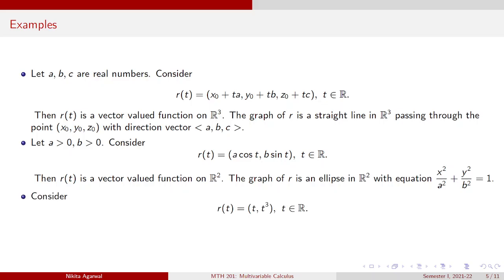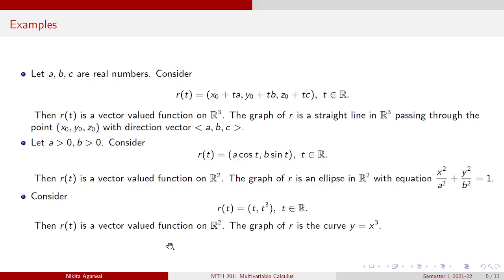This is another example. Now let us look at this third example, again of a vector valued function on R2. Here r(t) is equal to (t, t cube), and it's again a vector valued function on R2. What is the graph of r? It's nothing but the curve y equal to x cube. How? Because if you look at the y component, which is t cube, that's nothing but the cube of the x component, which is t, right? So the graph is nothing but the curve y equal to x cube.